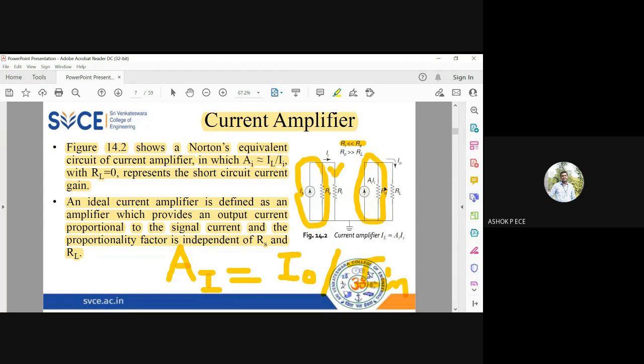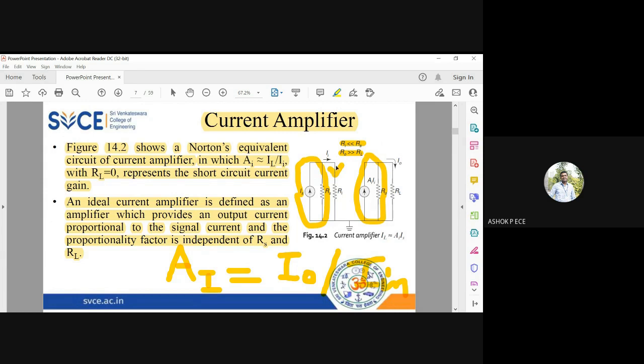On the output side, whatever current comes out of the amplifier should go to your load. So this resistance R0 should be very, very large. Then only will the current take the least resistance path across your RL. So the conditions are reversed here. You have to see the condition by looking at the circuit.